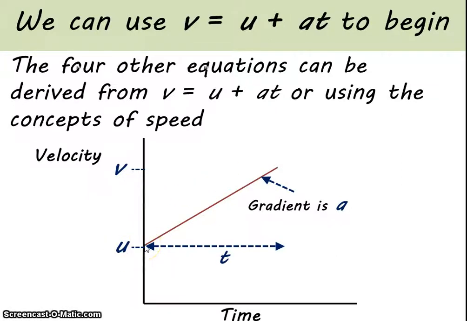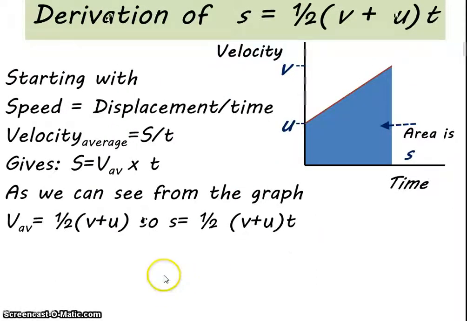The velocity goes from u to v. It accelerates over a time period t, and the gradient is defined as a. Gradient is the change in speed over time, or change in velocity over time. The final velocity is just the initial velocity plus any additional velocity, and the additional velocity will come from the acceleration times the time, which gives you the increase in speed.